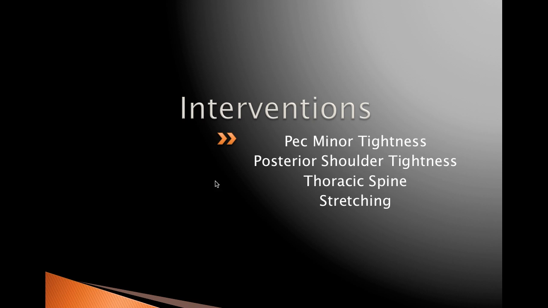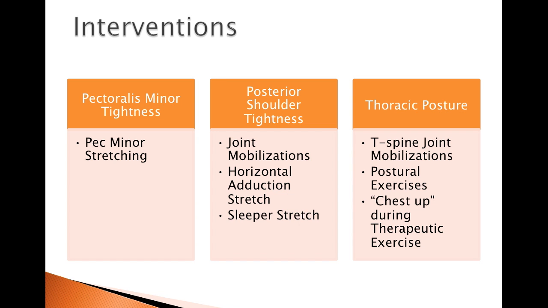Okay, so what can we do for pec minor tightness, posterior shoulder tightness, and so forth? Okay, so for pec minor tightness, of course, we're going to do stretching. For posterior shoulder tightness, joint mobilizations, horizontal adduction stretch or the sleeper stretch, and of course, for thoracic posture, we talked about thoracic joint mobilizations, postural exercises, and having the chest up during therapeutic exercise.